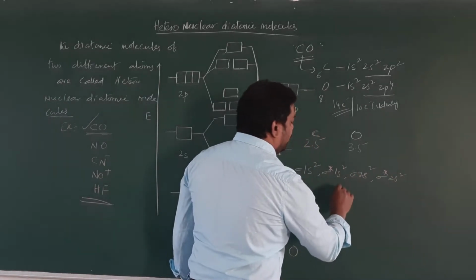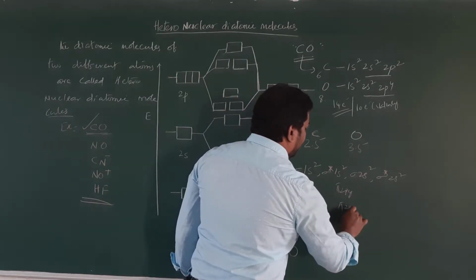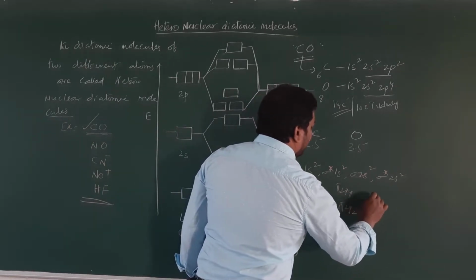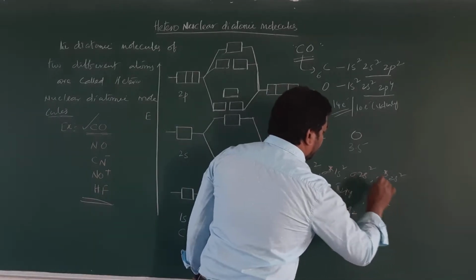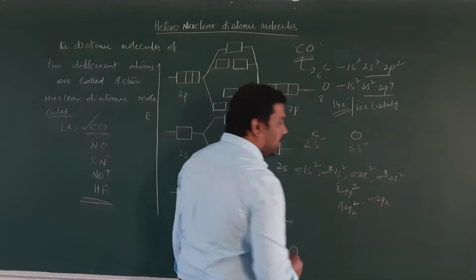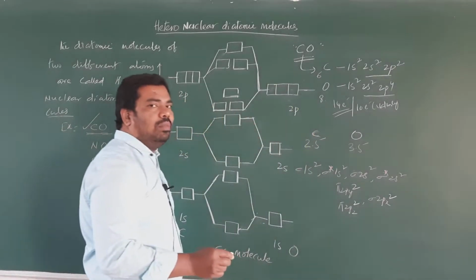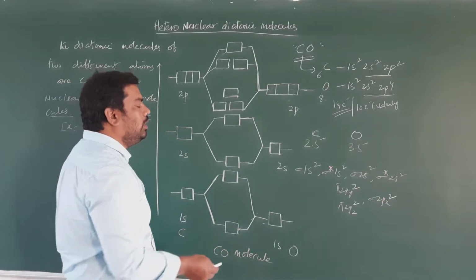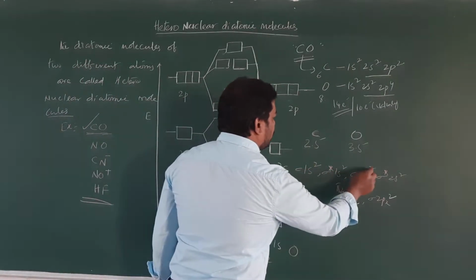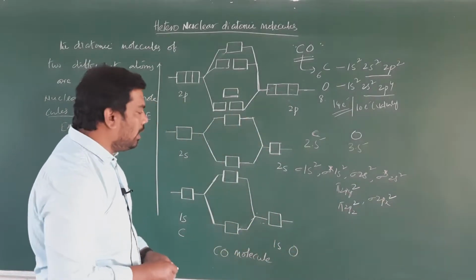Then the electrons enter into the pi 2py and pi 2pz, then sigma 2px. Okay, so it is a 14 electron system: 2 electrons each in the py and pz orbitals and 2 electrons in the sigma 2px orbital. You can count 2 plus 2, 4, 6, 8, 10, 12, 14. So it is a 14 electron system.